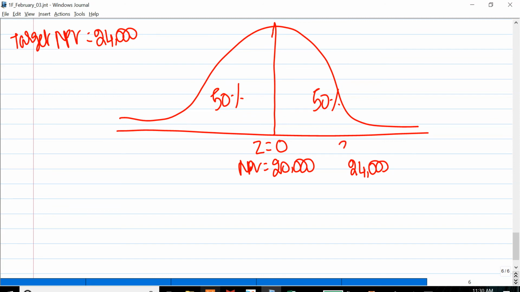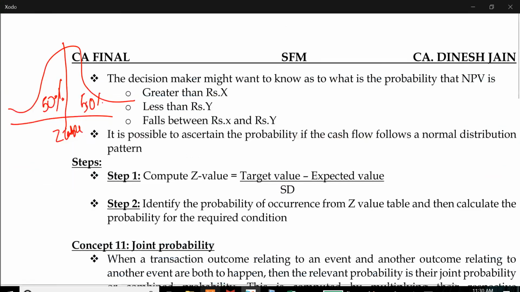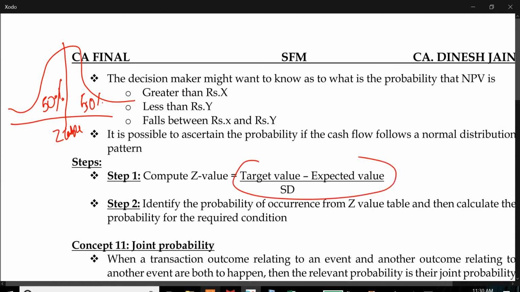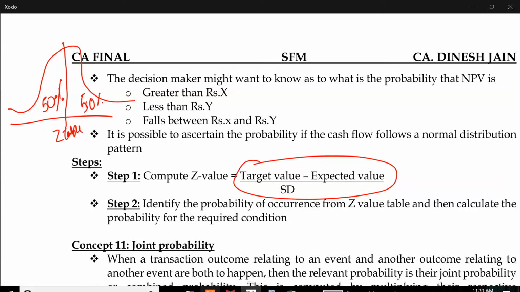Against this there has to be a Z value. You said 24,000 you need. I'm not bothered whether it's more than or less than. I'll come to more than or less than in some time. But you want an NPV of 24,000, I'll write a Z value for this. Now what is that Z value? Target value minus expected value, your expected NPV, divided by standard deviation. What is the target we had?